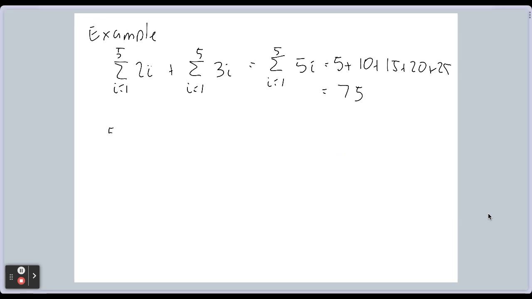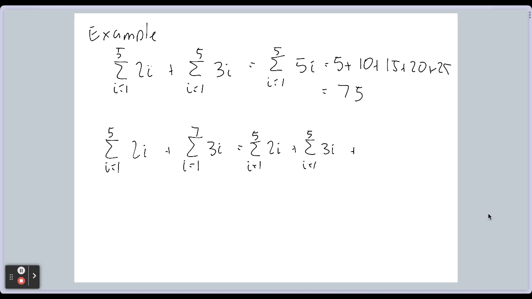So if I had the sum to 5 of 2i and the sum to 7 of 3i, I could say that's the sum to 5 of 2i plus the sum to 5 of 3i plus the sum to 7 of 3i from i equals 6. See what I did there?